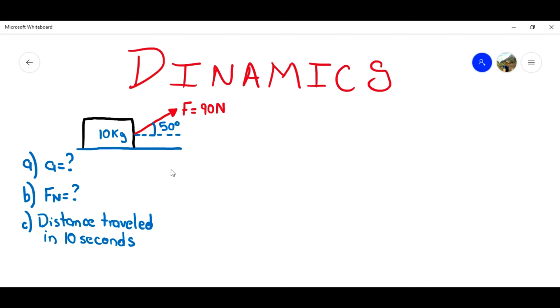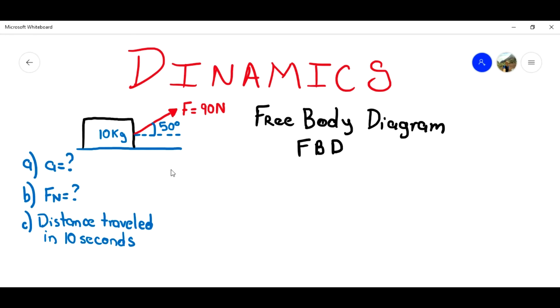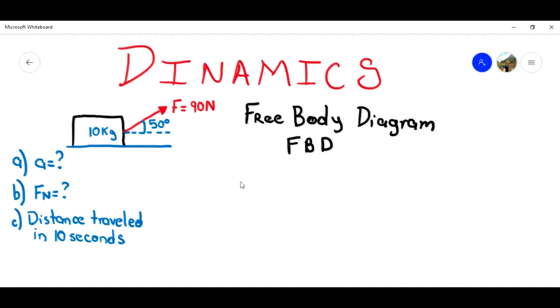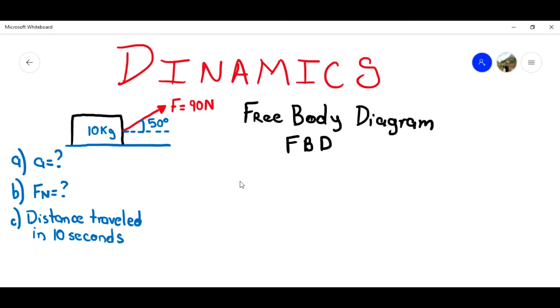Now, the very next thing that I need to do is the free body diagram. I'm going to write it over here. Free body diagram. Later on, I'm going to be calling it just FBD, free body diagram. And the free body diagram is just a representation of my body using a Cartesian plane. So I'm going to draw that Cartesian plane.